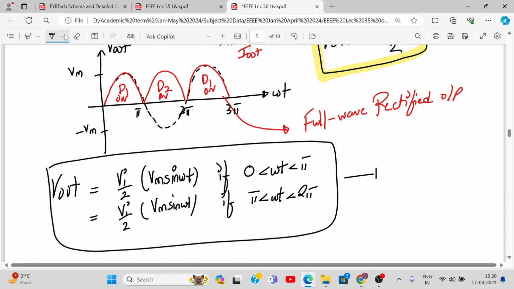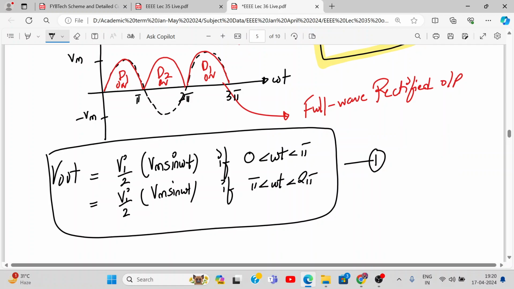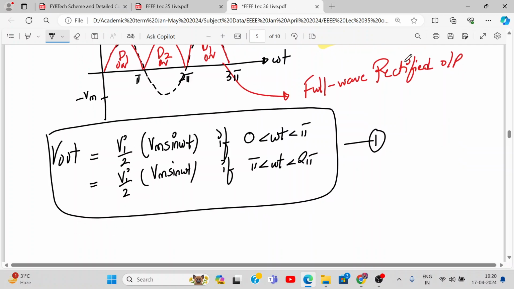So this is very important in solving the analysis. Vi by 2 we consider Vm only. Vm sin omega t, Vm sin omega t. So there is no confusion at all. Okay. Vi is the secondary voltage. Vi by 2 is the two secondary voltages at the tapping. Now can we draw the input output waveforms quickly? Shall we?